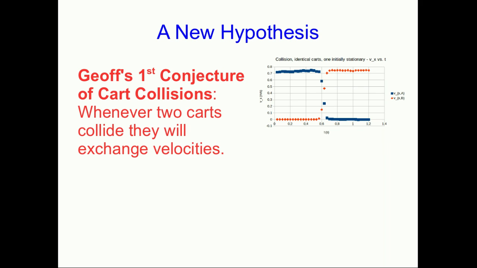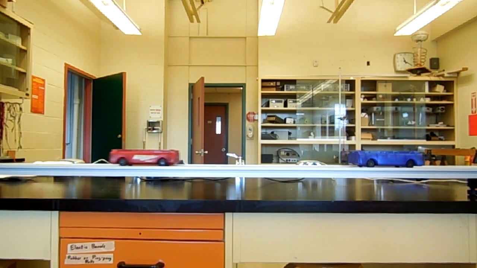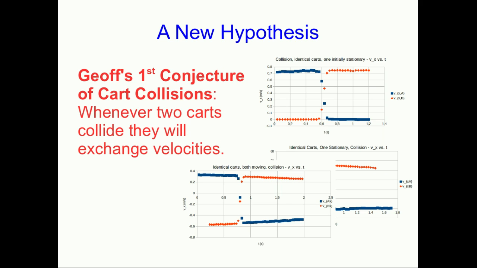We can test that. Well, we should vary some things, right? So we can vary the speeds of the carts, right? Here's another collision very similar to the first one, other than the fact that there's some friction messing things up. It sure looks like the carts exchanged velocities there. Well, what if we make both of the carts move? Well, here's the Vx versus t for that, and again, other than friction kind of getting in our way a little bit, it sure looks like the carts just exchanged velocities.